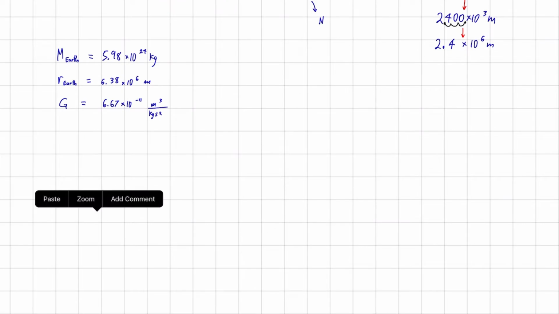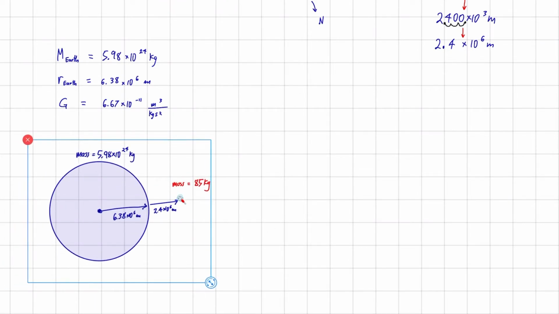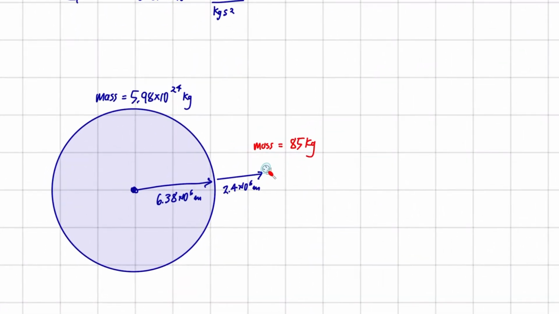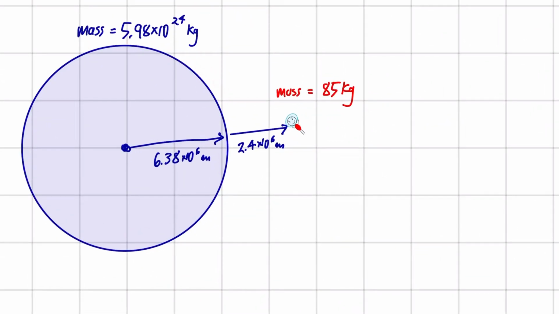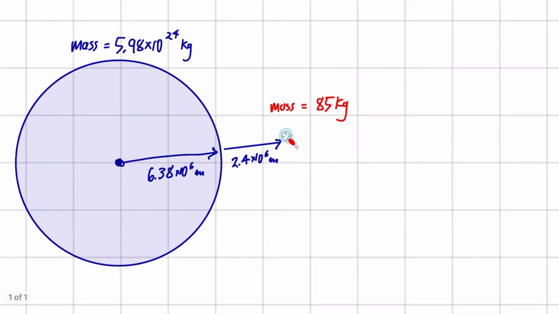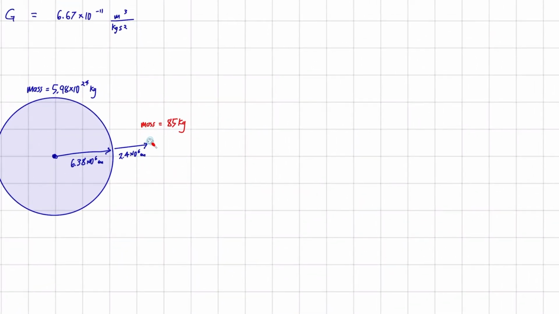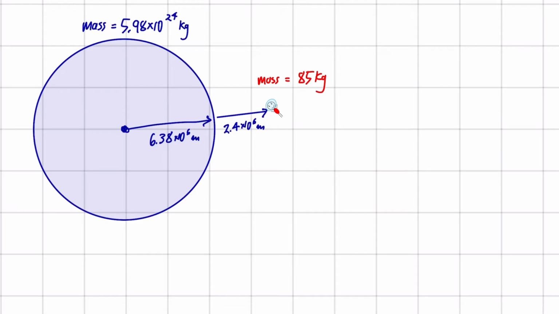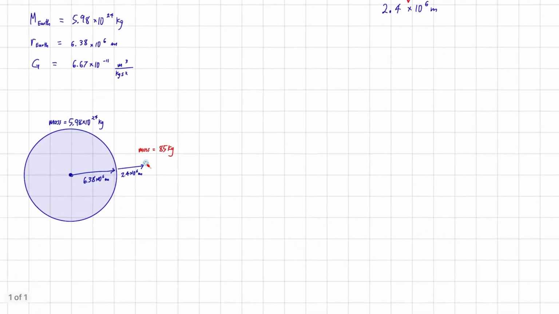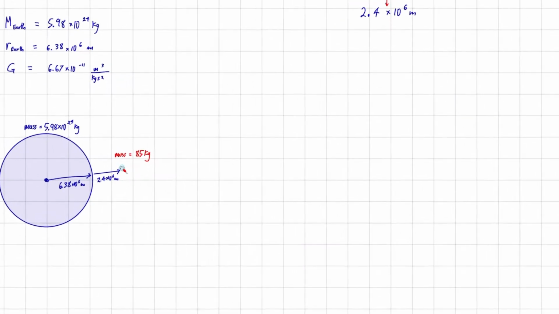I have a little diagram here depicting what we're looking at. We have the Earth, and we have a person, 85 kilograms, floating, or not necessarily floating, but they are 2.4 times 10 to the 6 meters from the surface of the Earth. And the radius of the Earth is 6.38 times 10 to the 6 meters. Keeping this diagram in mind, it's good to have a little visual of what the question's asking. Now let's start by actually solving the problem.